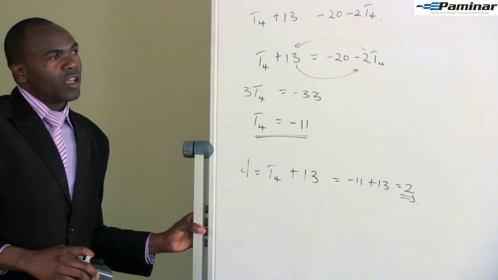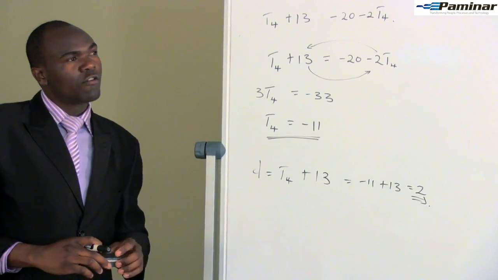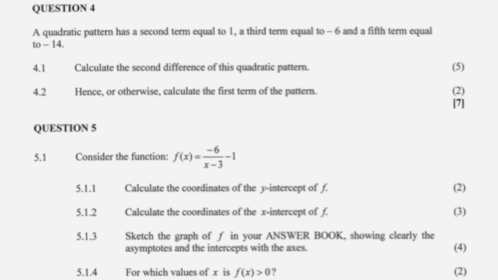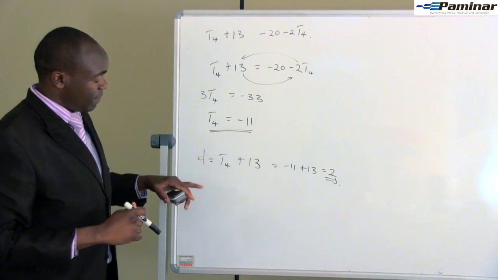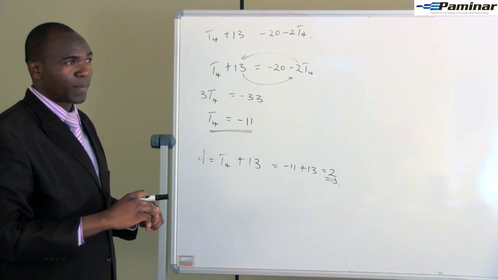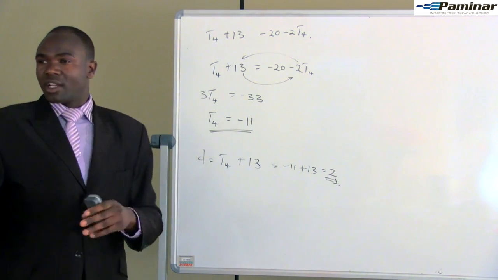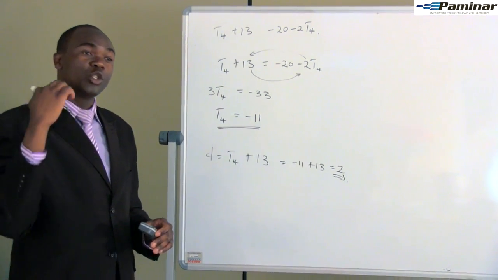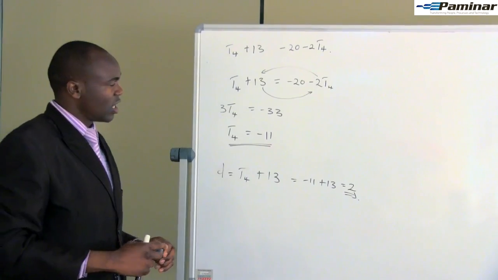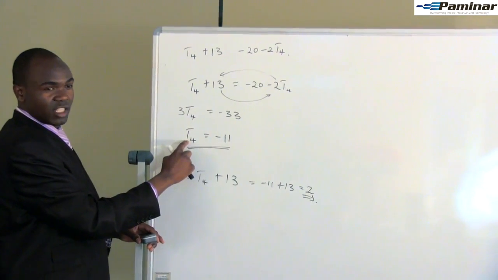Alright, so let's move on to 4.2. It says hence or otherwise, calculate the first term of the sequence. Now we want the first term. But if you are told hence or otherwise, it means you are going to use the previous information. So let's keep in mind T4.